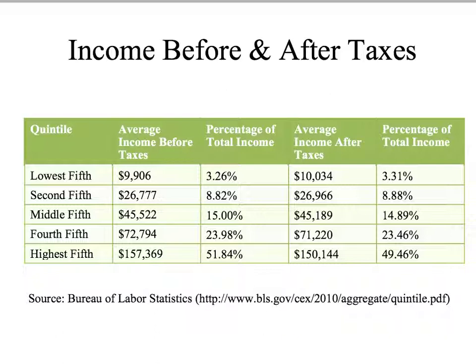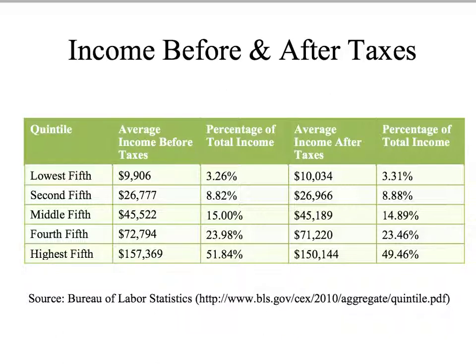And then the middle fifth loses a little bit. Fourth fifth loses some as well, but 0.5%. And then the highest fifth goes from 51.84 down to 49.46, so losing a little bit more than 1%. So that evens out. Taxes even out income disparities a little bit, but kind of on the whole scale of things, aren't enormous differences in magnitude.